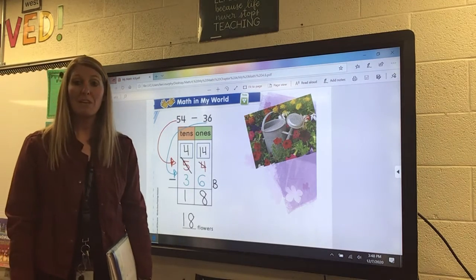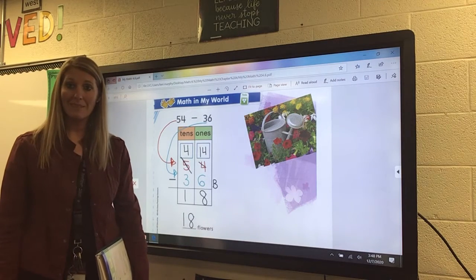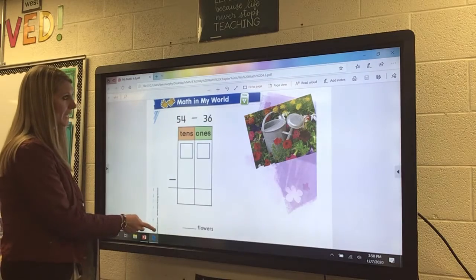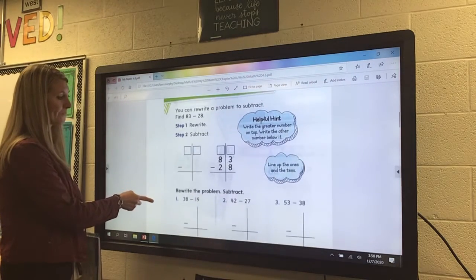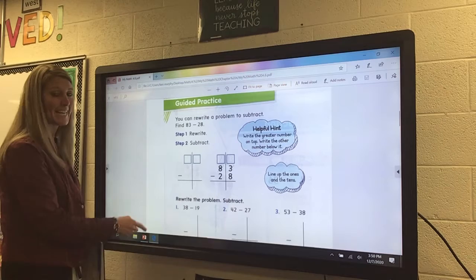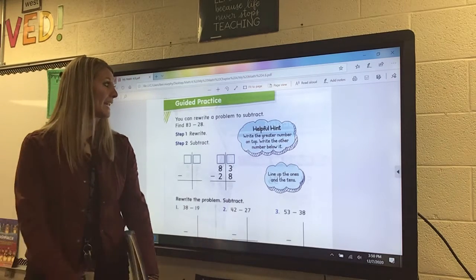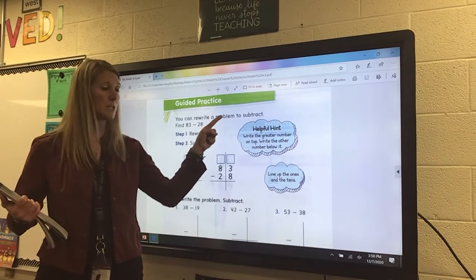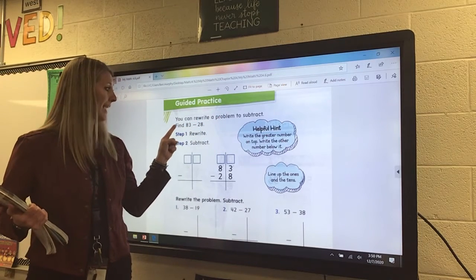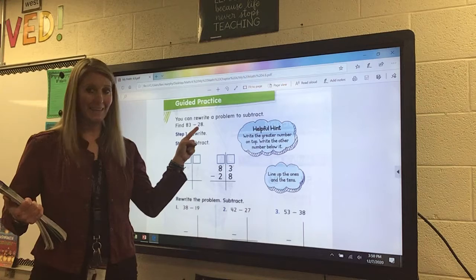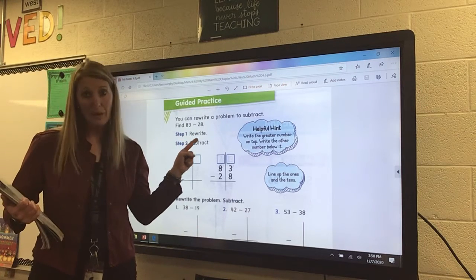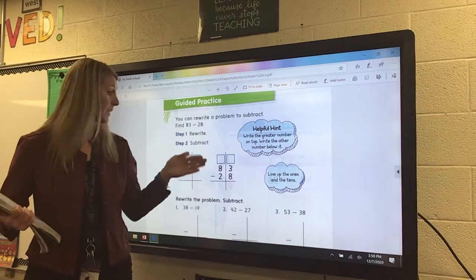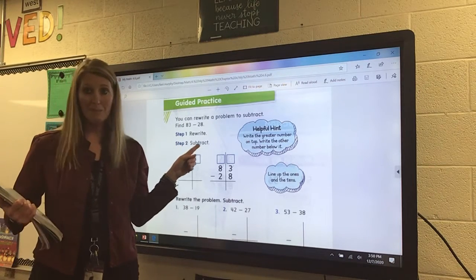If you need to pause the video to catch up on the writing, please do. If you're ready to go on to the next page, go ahead and flip your paper over where it says Guided Practice. On Guided Practice, it says you can rewrite a problem to subtract. Find 83 minus 28. Step 1, rewrite. Remember, this is going horizontal. We need it to go vertical. And then you need to subtract.